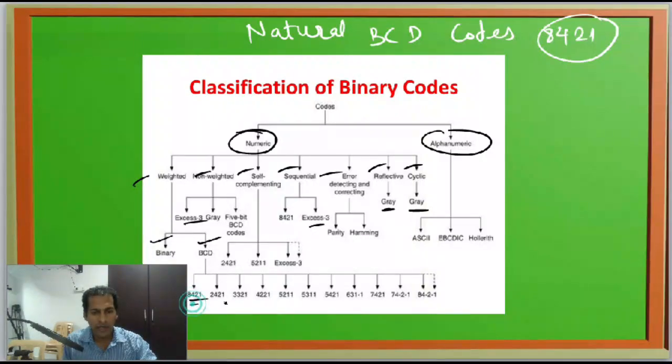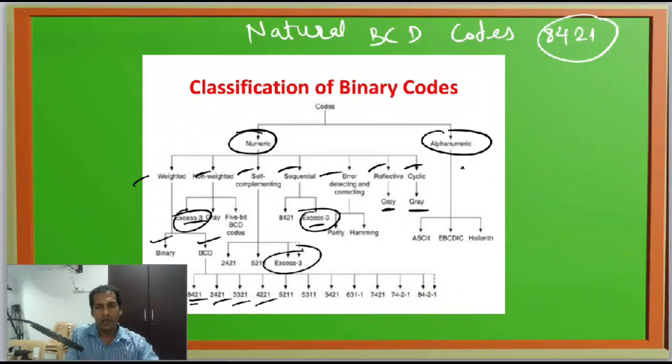In BCD we have the natural 8421, then 2421, 3321, 4221, right? So these are different codes. XS3 is self-complementing also, sequential also, non-weighted also. And when we talk of alphanumeric, we can use the numbers as well as the alphabet. So ASCII is there, EBCDIC is there, Hollerith is there. These are different types. So there are so many different types for this.